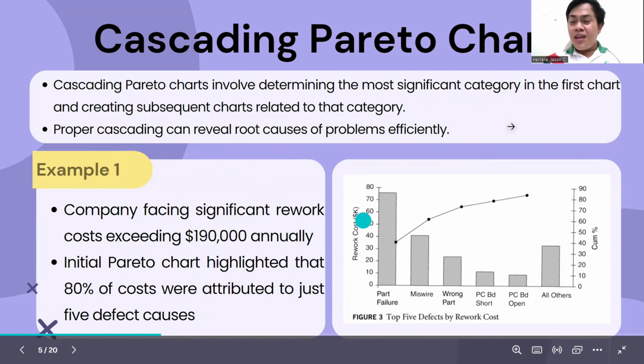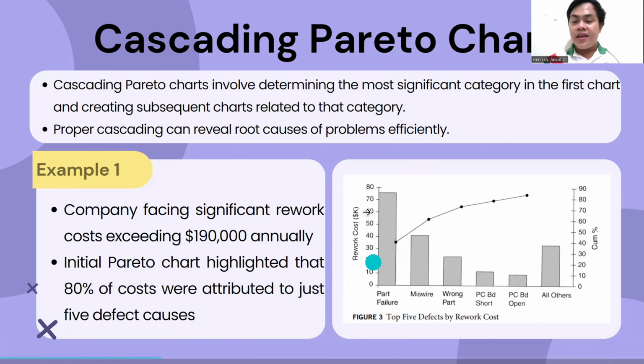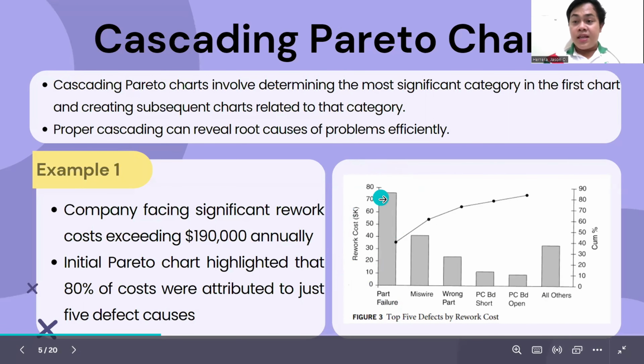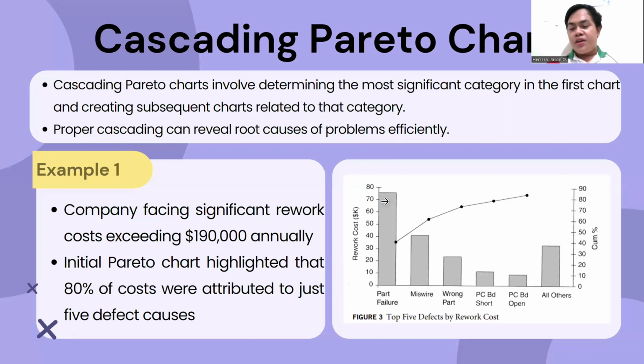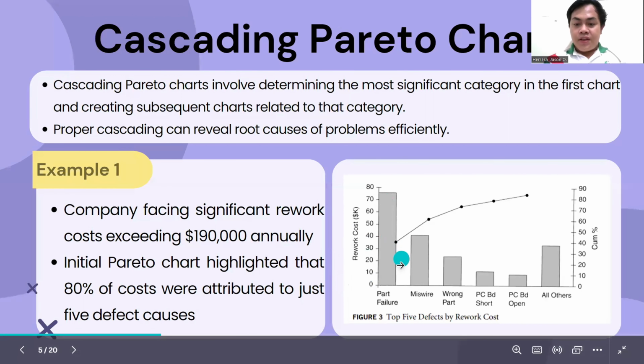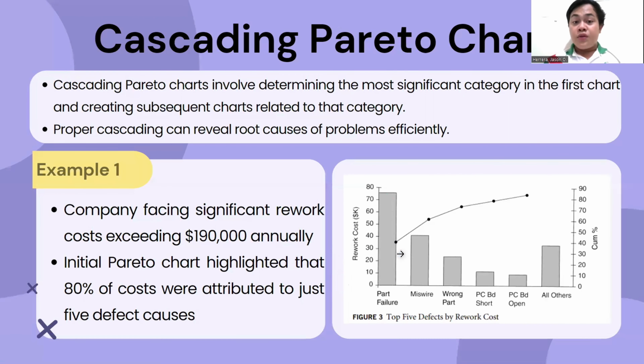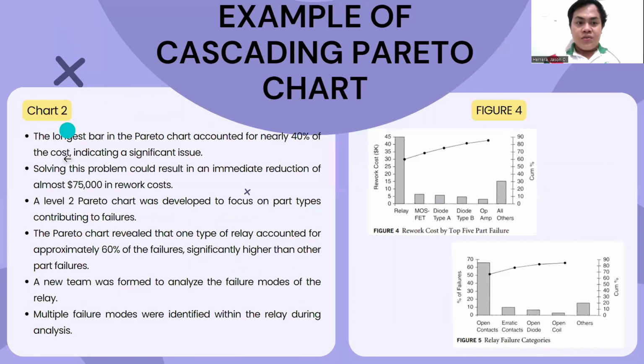As you can see in this chart, there are five defects by reward cost, and the high bar is the part failure. That's where the cascading Pareto chart comes in, because the part failure will have a subsequent chart, which is chart two. The longest bar in the Pareto chart accounted for nearly 40% of the cost, indicating a significant issue. By the way, of the $190,000, 40% is $75,000.